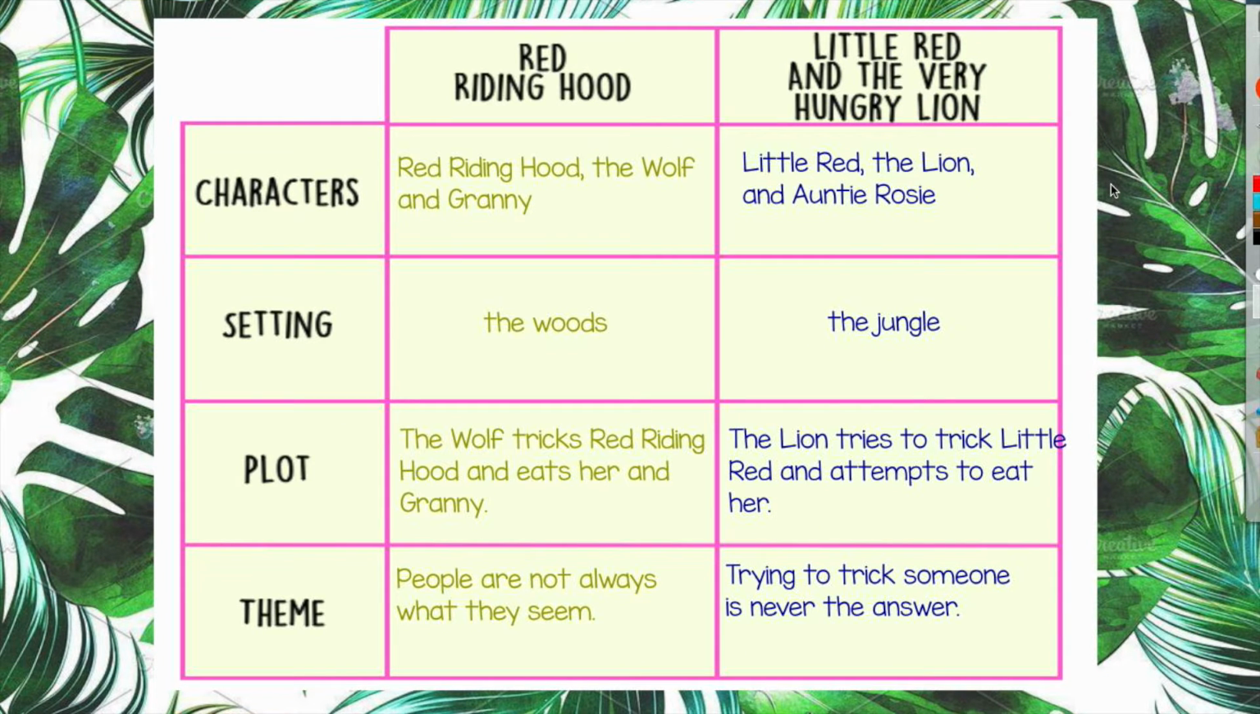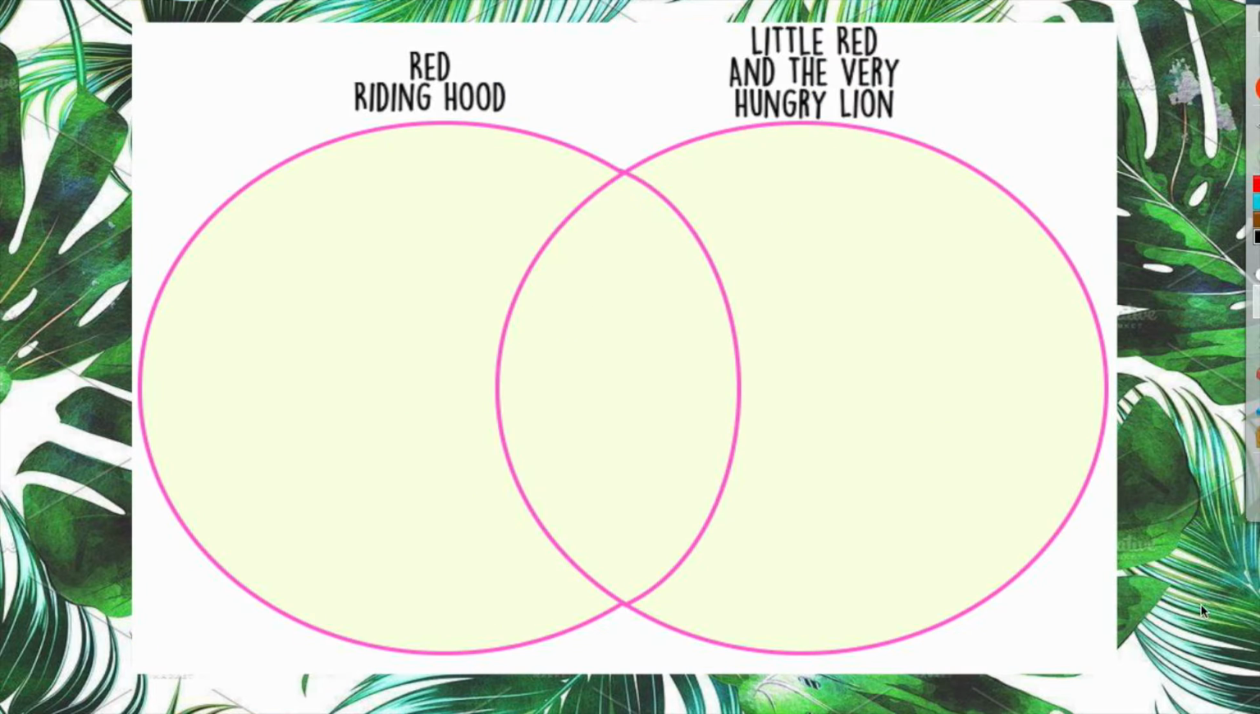Guys, y'all did such a great job helping me fill out this important information in this chart. Let's move on to our second chart. Okay, guys, our second chart is a Venn diagram. Remember, in a Venn diagram, we're comparing and contrasting by writing the ways that the stories are different in each side of the circle and writing how they're the same in the middle.